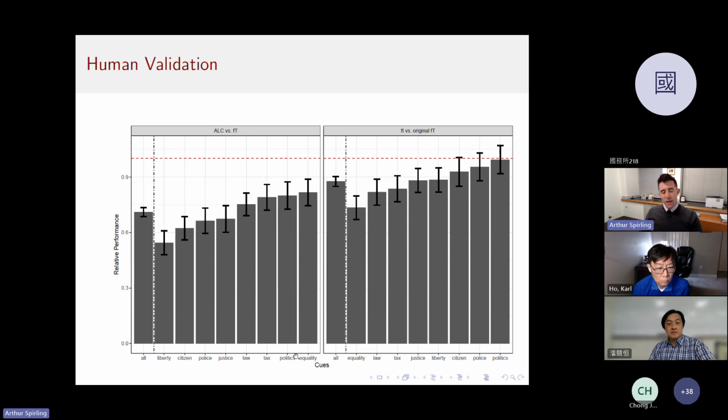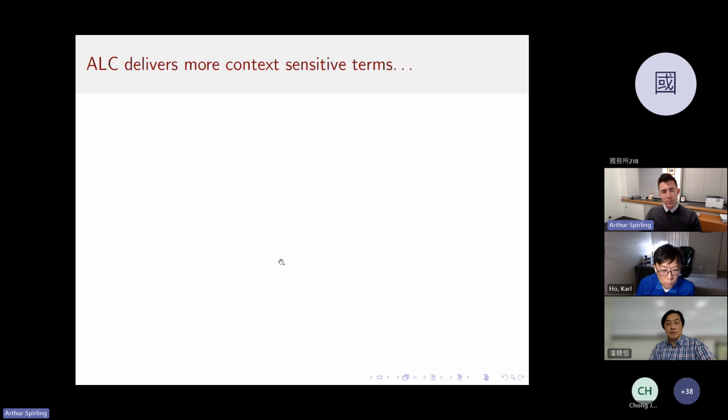On the bottom down here, we have the words that we ask. Obviously we translate these into lots of languages: liberty, citizen, police, justice, law, tax, politics, equality. These are words that you might be interested in, in various languages. And then this is the summary on the left-hand side.